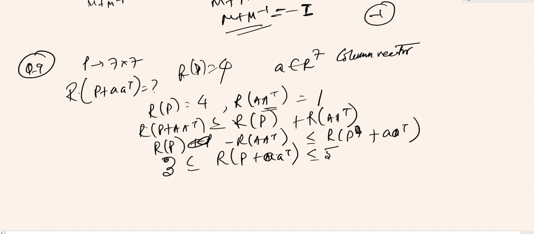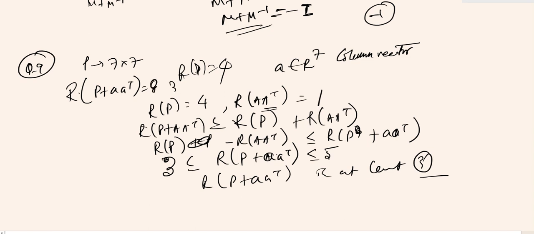So obviously rank of P plus A A transpose is at least 3. So the minimum value of this thing is 3, or they have asked a value. If they have asked like this, any value between 3, 4 and 5 is the answer. Otherwise, minimum value 3, max value 5, or the least value or the maximum achievable value.